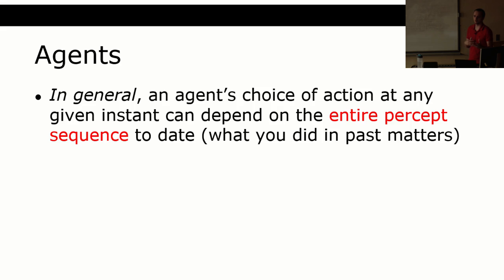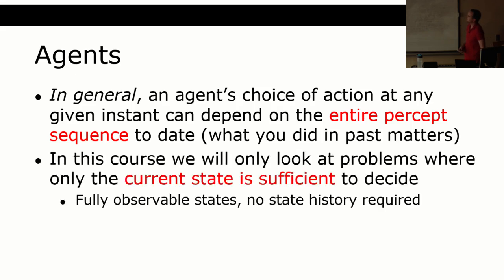up until now, right? So for general problems, especially in the real world, the hardest type of problems, you can't just look at what's happening this instant. You have to have known what's happened in the past as well. And so in this course, we're only going to look at problems where the current state is sufficient to decide on the optimal action to do. And we'll talk about that a lot more in the future and give really specific definitions for that.